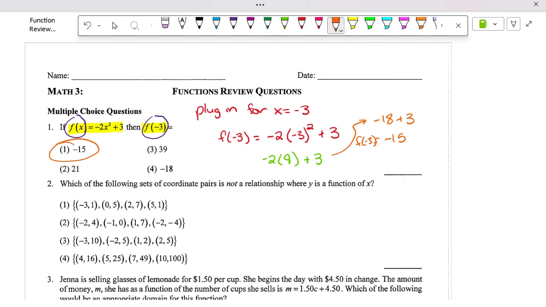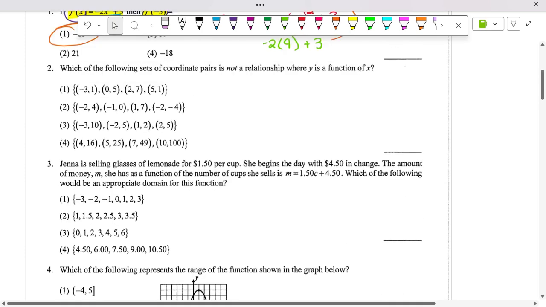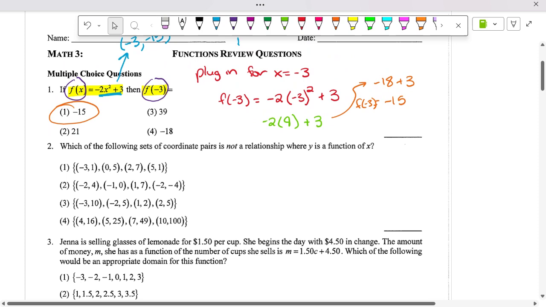Now, why is this important in math? We essentially just came up with a point. If I actually graph this equation right here, the graph will go through the point negative 3, negative 15. We literally just calculated the output given its input. So if we're given the x variable, we can find the y variable as long as we have the original function. Any questions? So that's just a simple evaluation. Any questions on that? Not too bad, right?